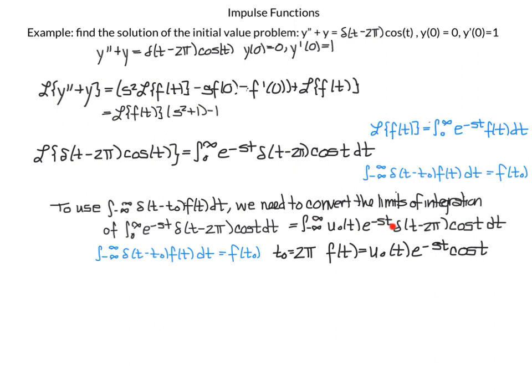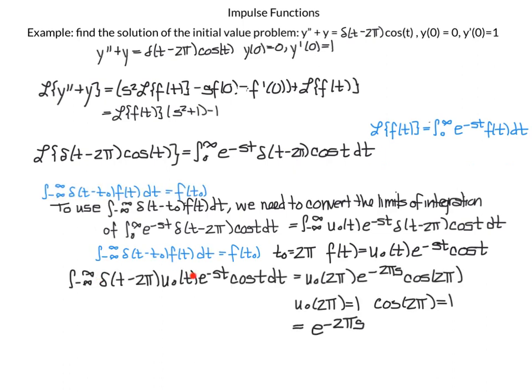So when I look at this, again, because of this Dirac delta, everything goes away, everything's 0, except for this impulse function at t equals 2 pi, or t naught equals 2 pi. And so here we have this integral from negative infinity to infinity of this form, where my t naught is equal to 2 pi, and my little f of t is equal to everything other than our Dirac delta, which is mu naught of t e to the minus st cosine of t, right? So it's just converting this. I can see now I have it in this form. And now I can use my formula.